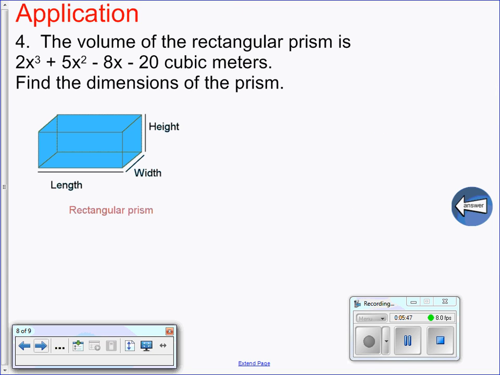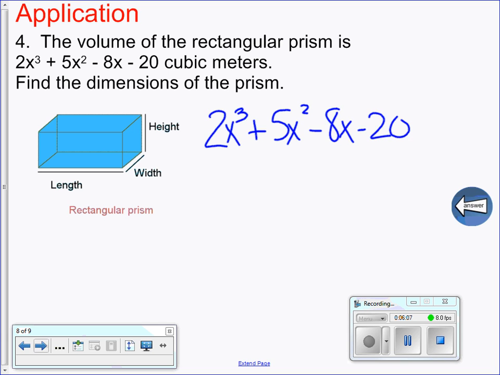All right, the volume of a rectangular prism is 2x cubed plus 5x squared minus 8x minus 20. Find the dimensions of the prism. Well, immediately I see 4 terms, so that makes me think factor by grouping. So factor these and these.